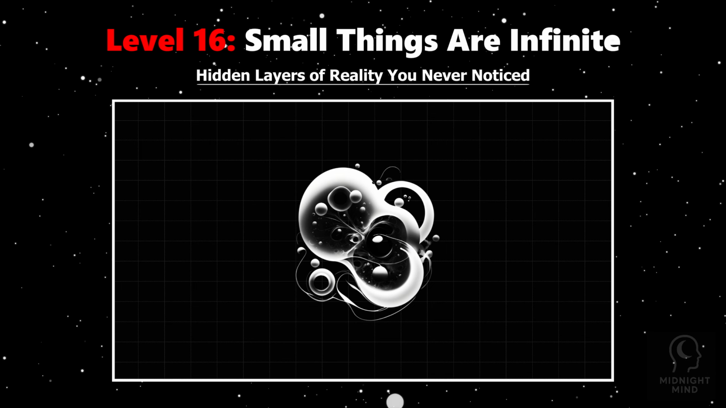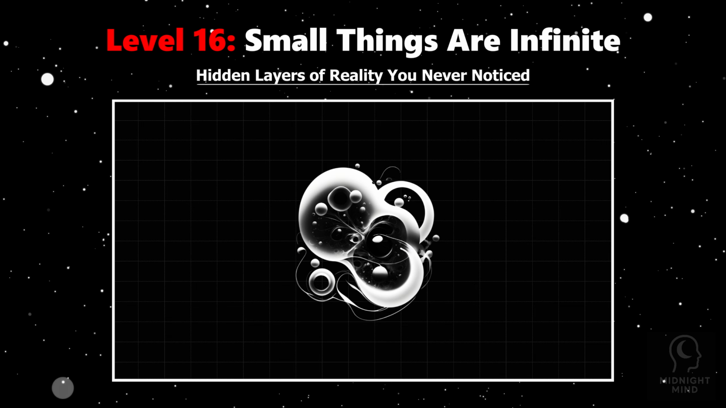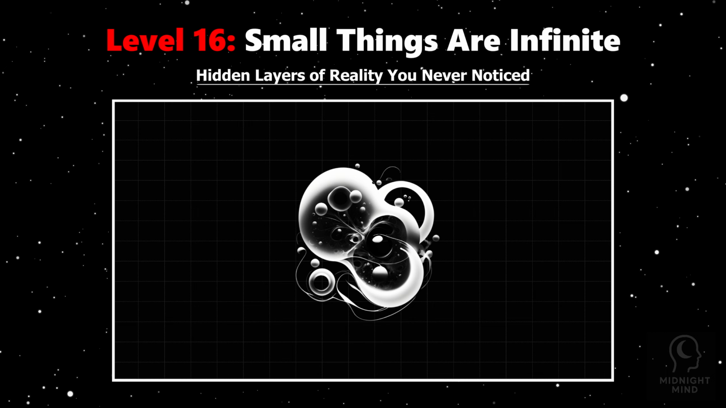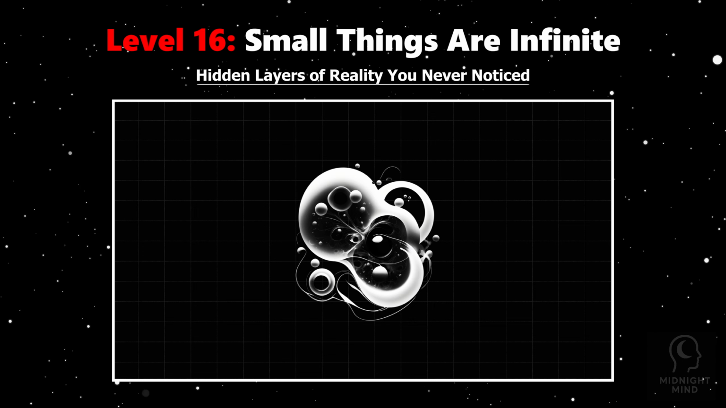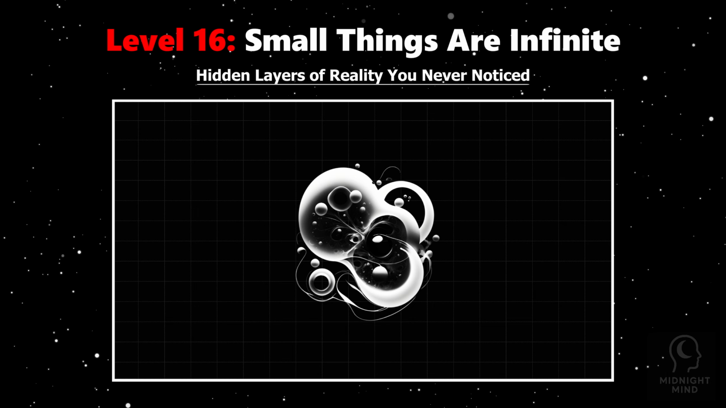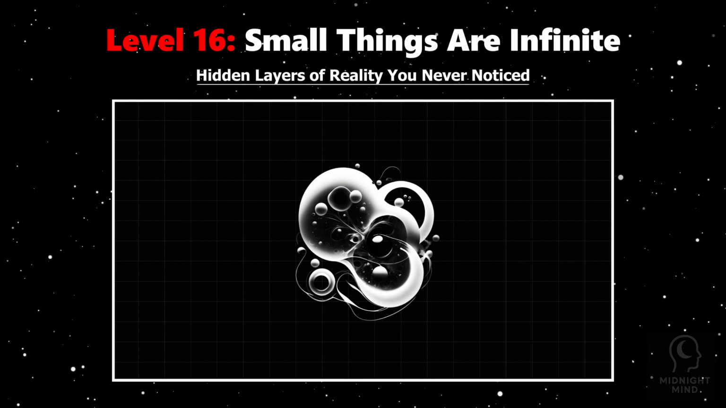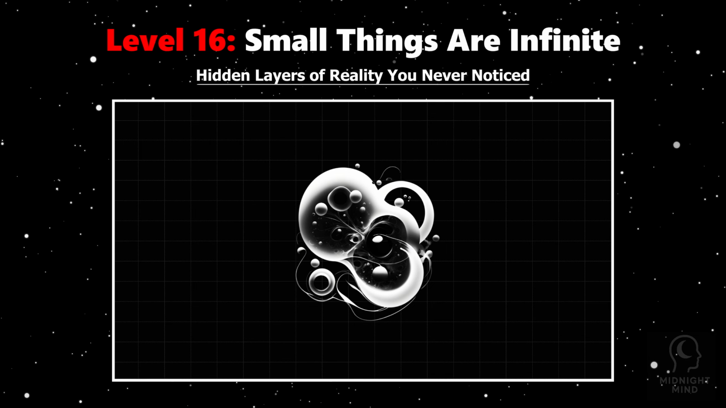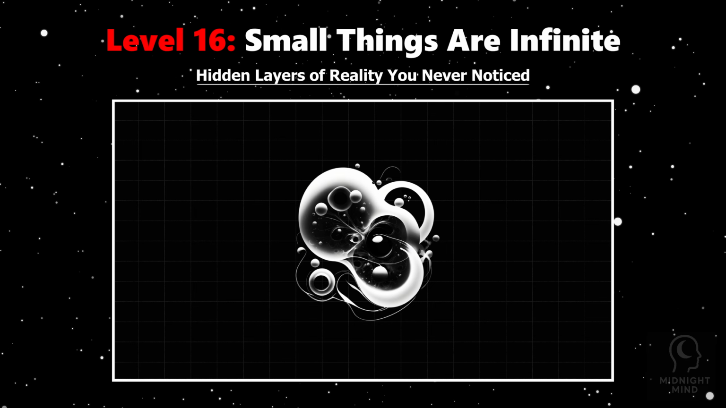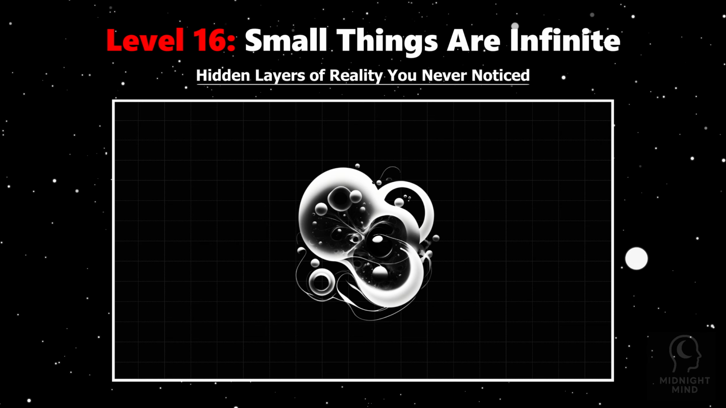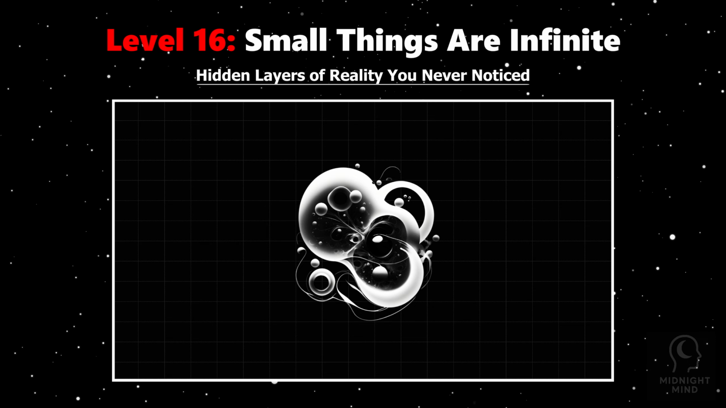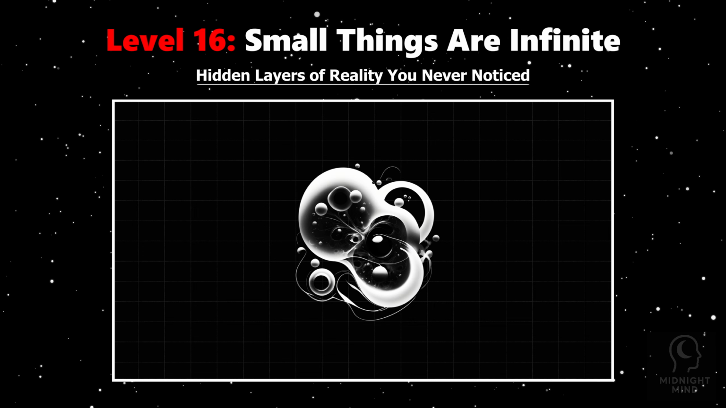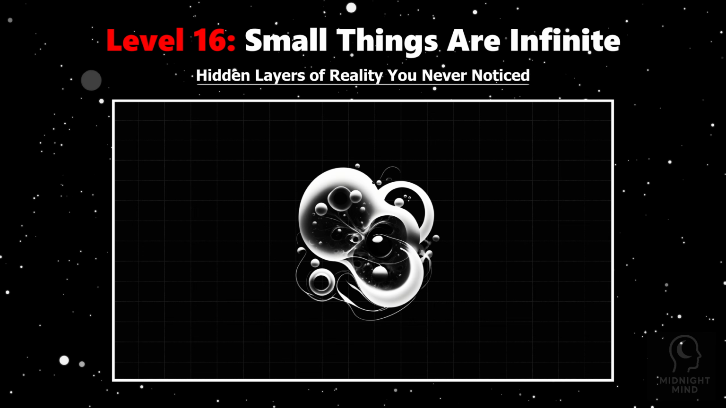Take the famous double-slit experiment, where particles like electrons behave as both particles and waves, collapsing into one form only when observed. This reveals that what we perceive as solid reality depends on observation itself, making the smallest things fundamentally infinite in their possibilities. Even what we call empty space teems with quantum fluctuations, tiny bursts of energy that pop in and out of existence, hinting at a universe more fluid and dynamic than our senses suggest.